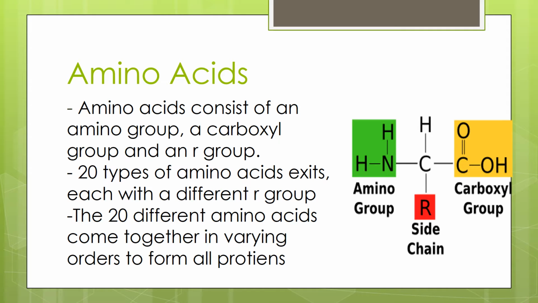All proteins are made up of amino acids. Amino acids consist of an amino group, which you can see in the green on the picture to the left, a carboxyl group, which is in the orange, and an R group, which is in the red box.